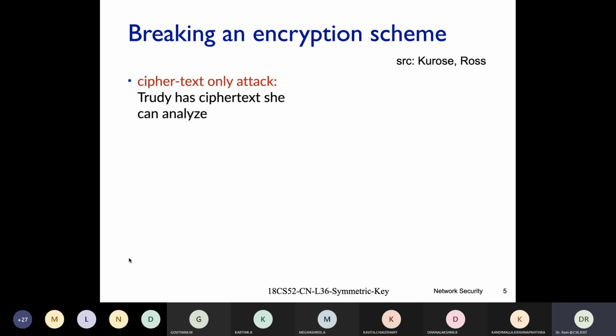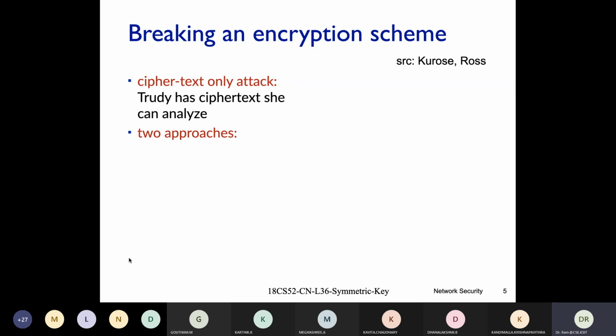Can you break the encryption scheme? As I said, the algorithm is always known. It's the question of the key. Now, one is the ciphertext only attack. If you simply get a ciphertext, the converted text, and by using whatever algorithm, by brute force, by any mechanism, you are able to decipher using only the ciphertext, the encrypted message, then that attack mechanism is called a ciphertext only attack.